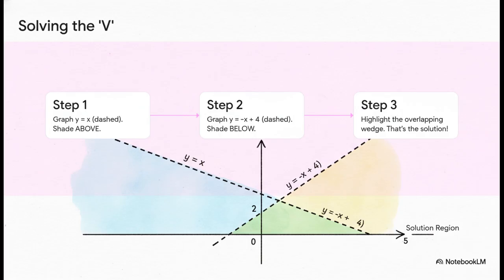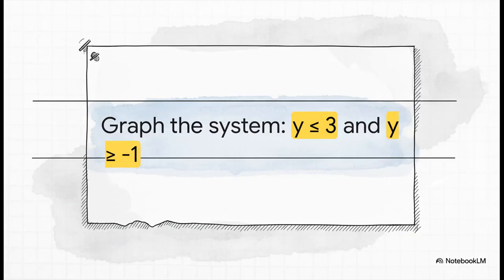And would you look at that? You see that wedge shape where the 2 colors overlap? That's it. That's our solution region. All right, on to example number 2.